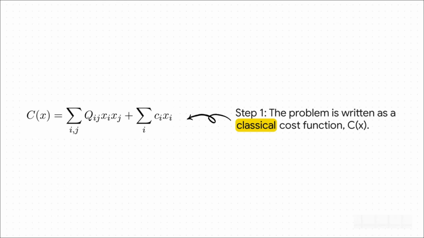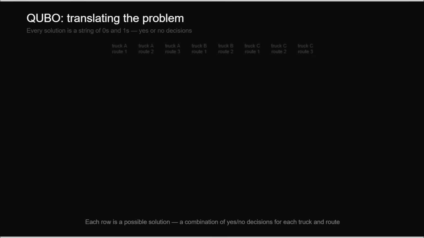Now I know this equation looks a bit scary, but the idea is pretty simple. This is our problem in that mathematical language, C of x. You can think of that as just the cost of any given answer. For our delivery trucks, a high cost would mean wasted time and fuel. The little x's are the whole possible choices, represented as either 0 or 1, a no or a yes.